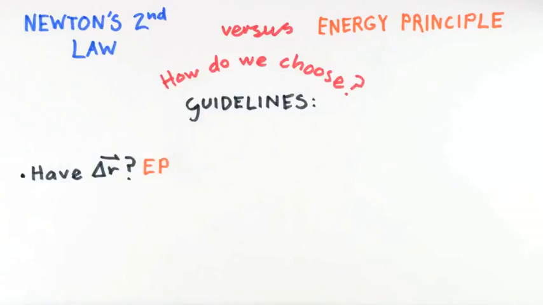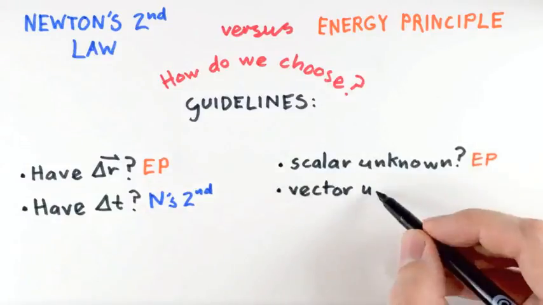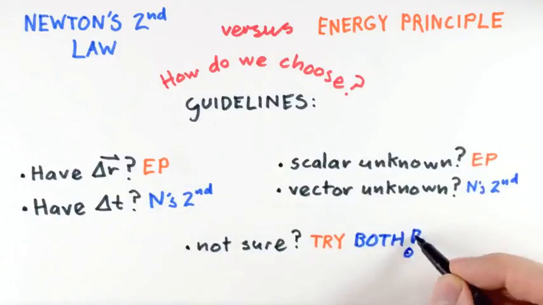However, if you're given information that involves changes in time explicitly, then Newton's second law is probably the place you should start. Moreover, if you are solving for scalar unknowns, then the energy principle can be used. But if you're looking to solve for a vector unknown, then Newton's second law is where you probably should start. If all else fails, try both. There are cases when you will need to use both. We'll do some examples like that later in the course.